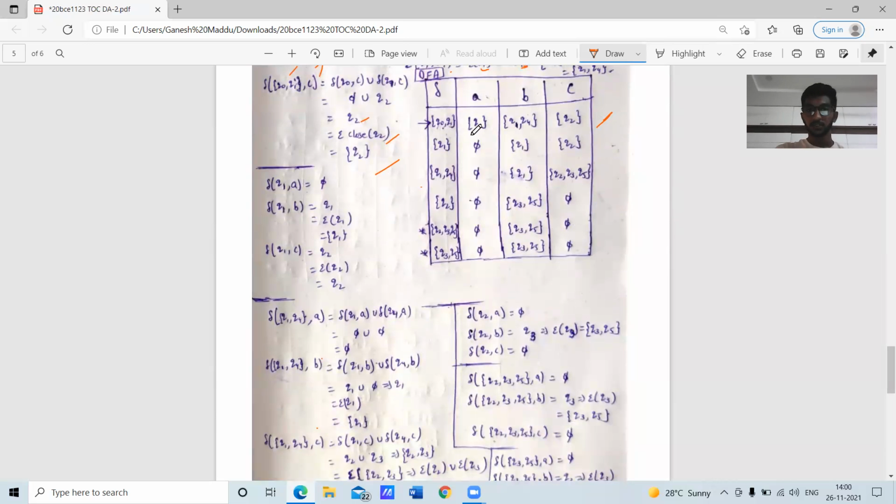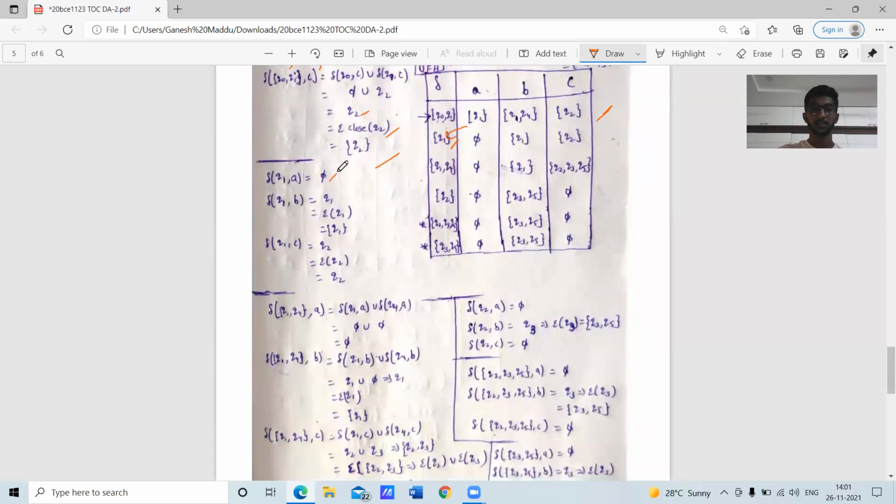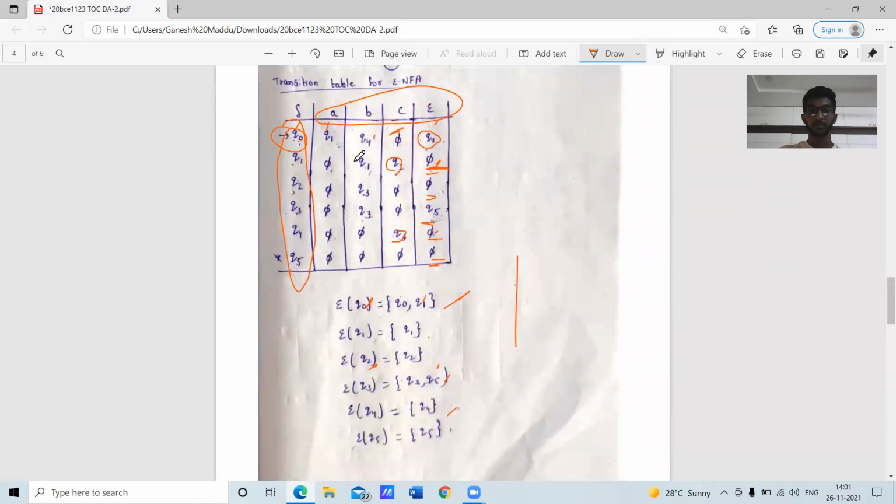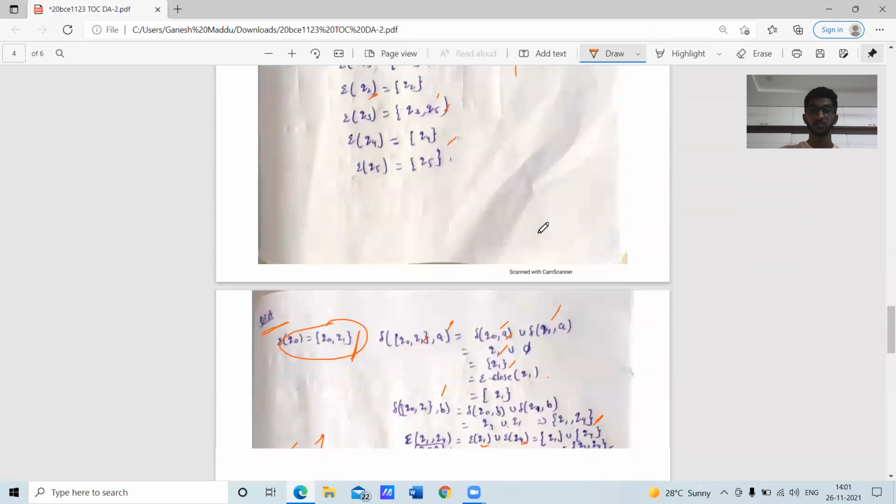Next, just see the unmarked states. Here, these three are unmarked states. So first include the first state and check input symbols for that first state. For the first state, check inputs for A, B, C. For input A, Q1 on A: there is none, so just ϕ.